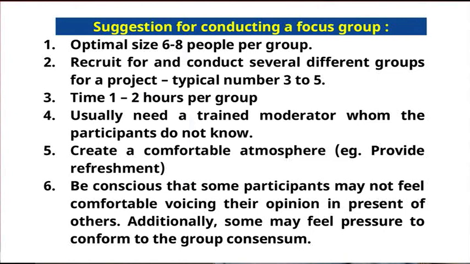Number 5, create a comfortable atmosphere. Create a comfortable atmosphere, have a rapport, provide refreshment, tea, biscuits, so that the people give their responses and it is a natural type of environment. Number 6, be conscious that some participants may not feel comfortable voicing their opinion in the presence of others. Additionally, some may feel pressure to conform to the group consensus. So, you should know that some people may be conscious, they will not give their responses because of their own personality.